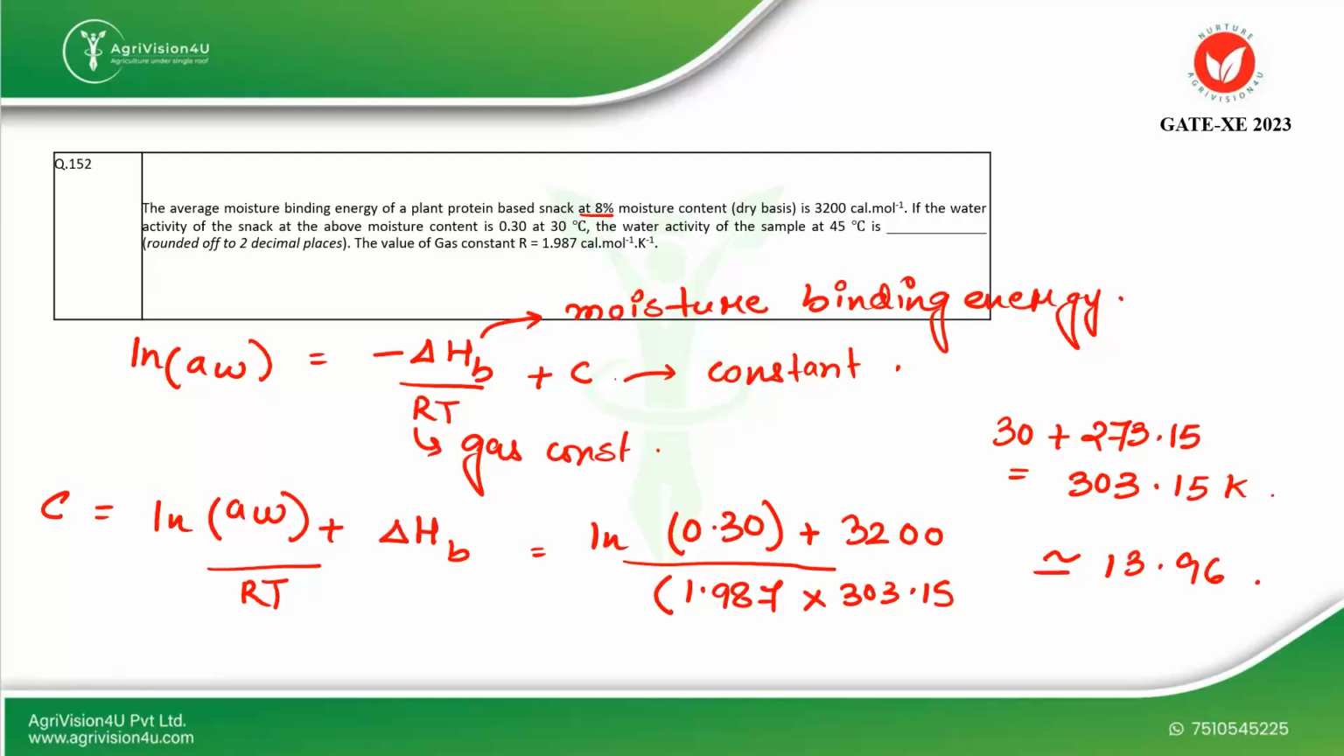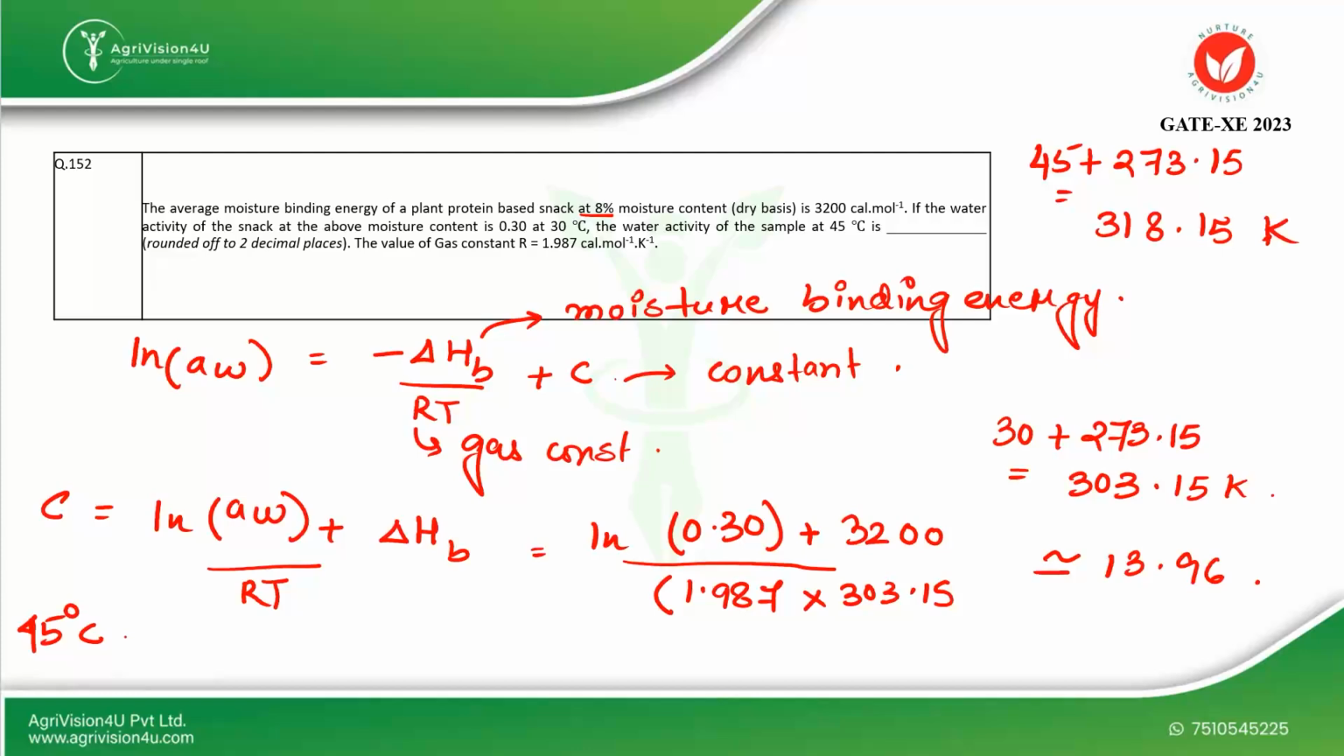Now we have to calculate it for 45 degrees Celsius. So for 45 degrees Celsius, we have to first convert it: 45 plus 273.15. So it will be 318.15 Kelvin.